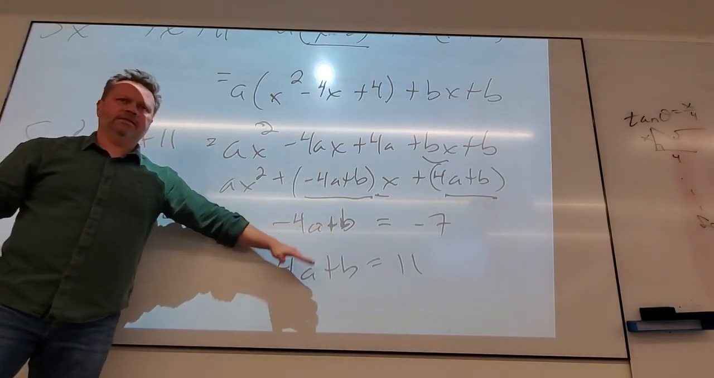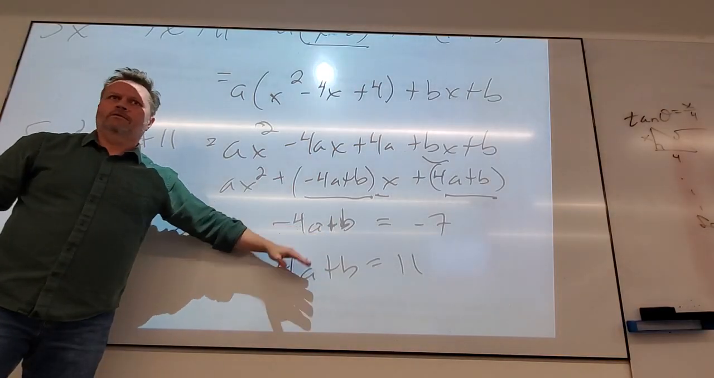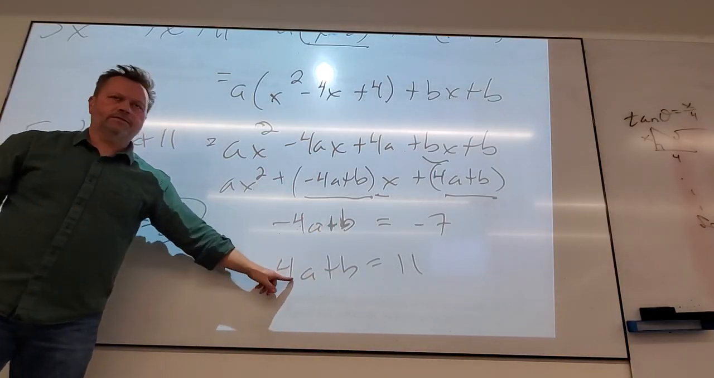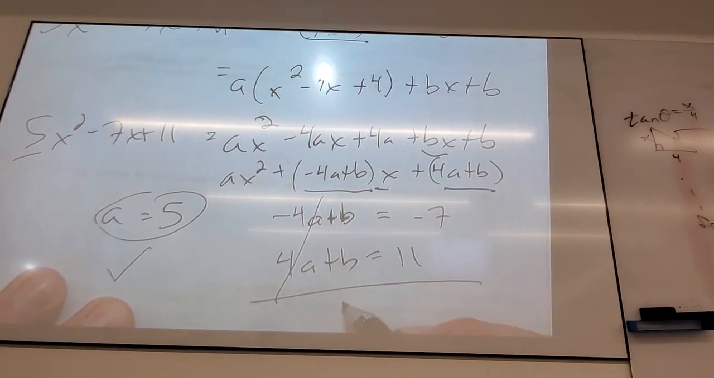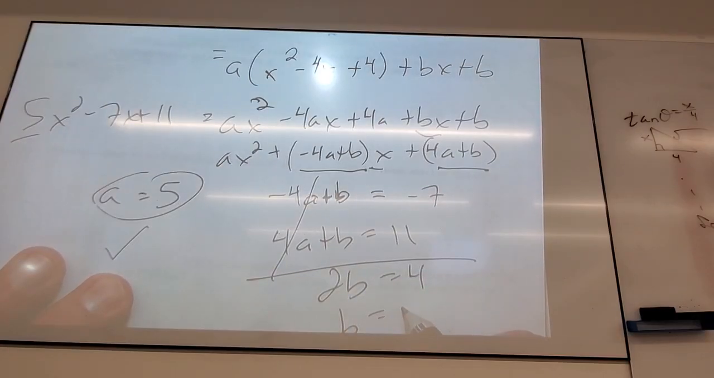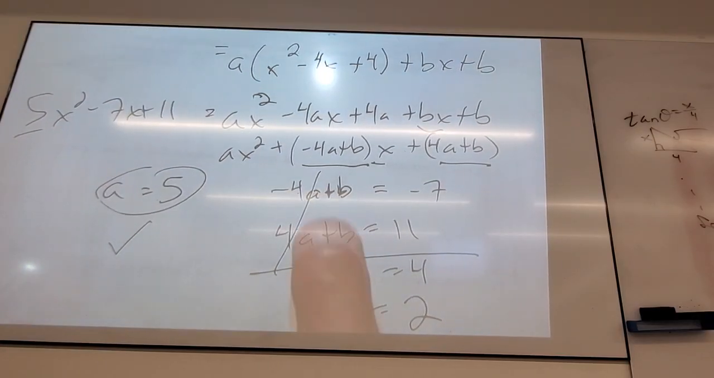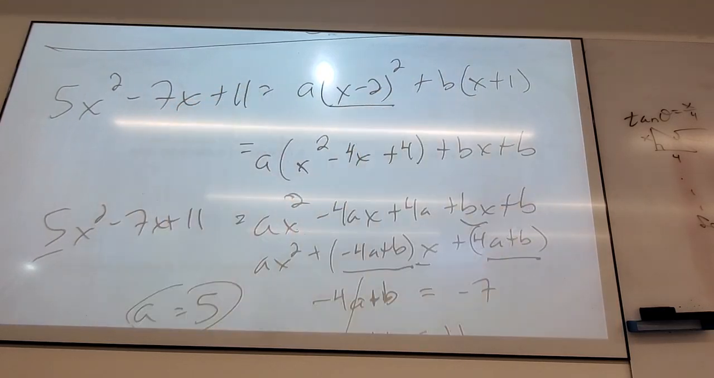Yes, if I add them together, yes? You remember solving systems of equations, yes? If I just add these together, the a's cancel. What do I get? These cancel. I get 2b equals 4. So b is 2. Cool. So now I know what a and b are to make this statement true. Okay, let me stop for a minute.